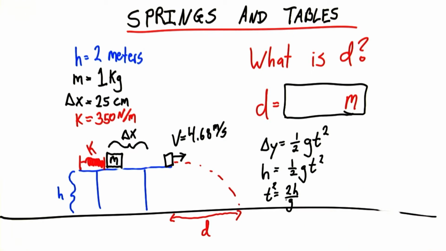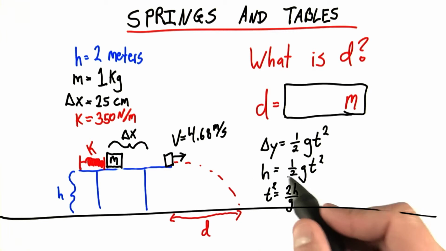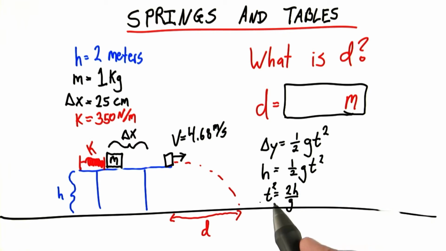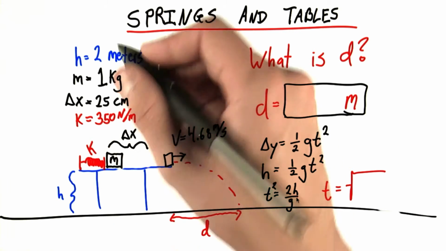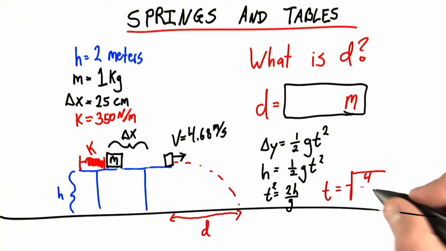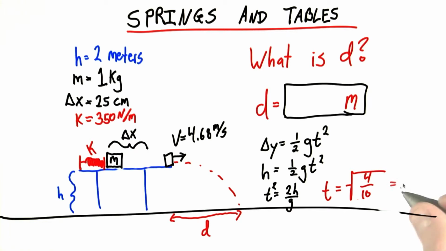I know delta y is equal to h, so manipulating this around, moving the 2 up, dividing by g, I find t squared is equal to 2h over g, which means the time the object spends in the air is just the square root of that. 2 times h is 2 meters, so 2 times 2 is 4, over g, which is 10, gives me a time of 0.63 seconds. And now, well, I'm almost done.